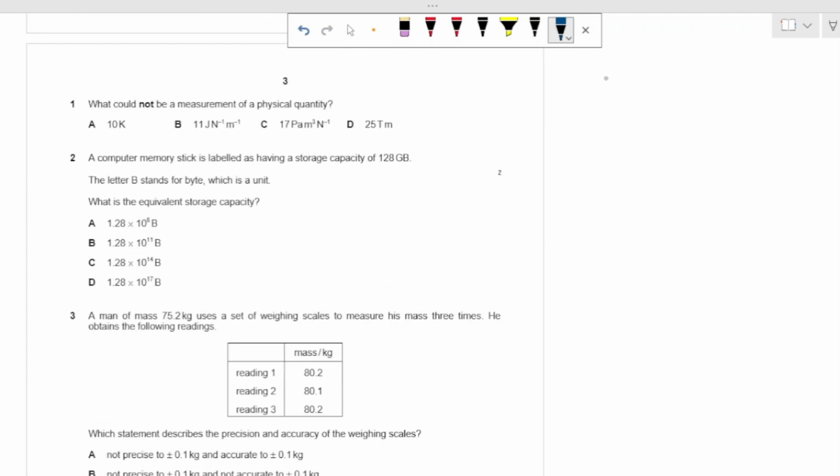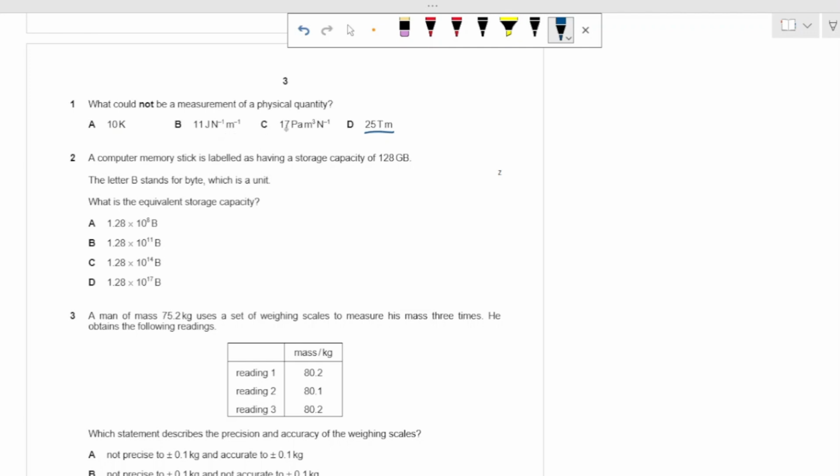Question 1. What could not be a measurement of a physical quantity? Alright, so let's see. The first unit is 10 K. K is for the kelvins, this is for temperature, that is a physical quantity. Then on the other hand side we have 25 terameters. Terameter, again, that's a unit for distance.